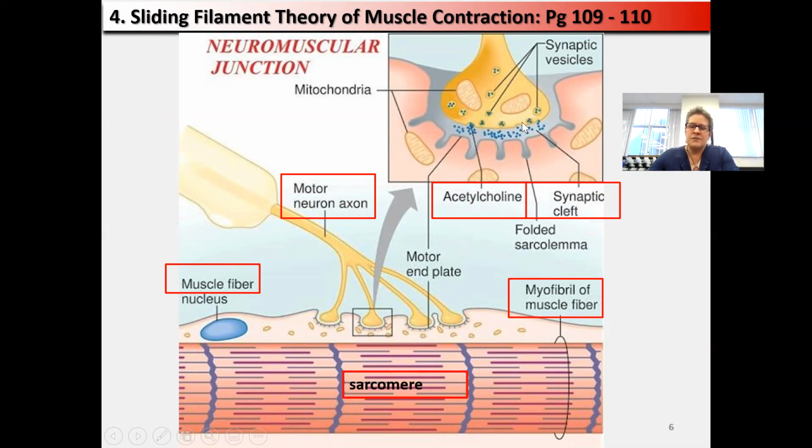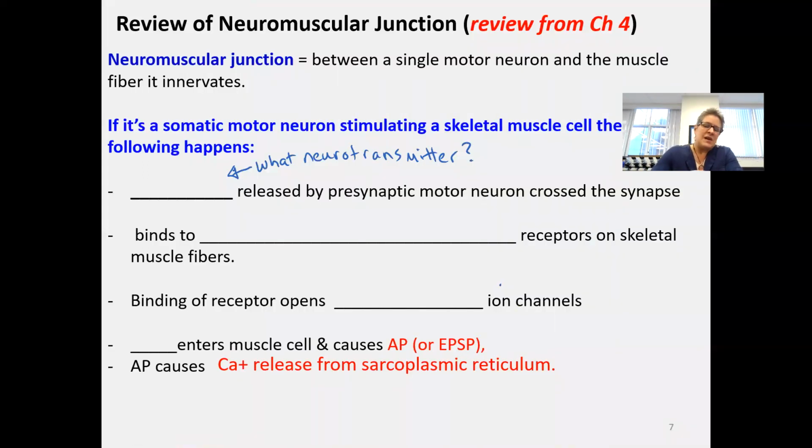That acetylcholine, if you look at the top image here, crosses the synaptic cleft and then will bind to the receptor to stimulate that skeletal muscle. So if we take it step by step, the neuromuscular junction is where a motor neuron synapses onto a muscle cell. The somatic motor neuron is going to release the neurotransmitter we just covered on slide 1, acetylcholine.